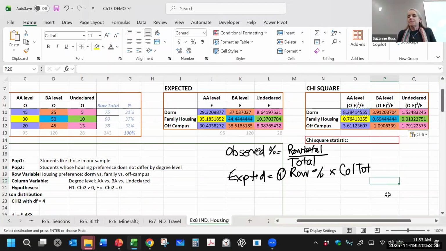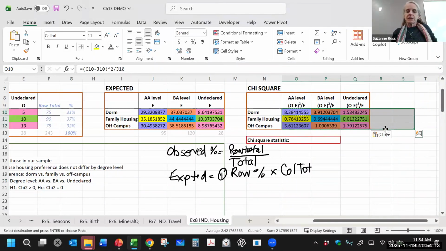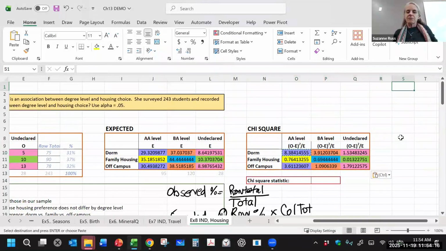Figure out the chi-square statistic. When you get it, tell me what it is in the chat. Put the chi-square statistic in the chat. The chi-square statistic is just the sum of all of these colored cells in the chi-square box, which of course you already knew you can use copy paste to figure that.